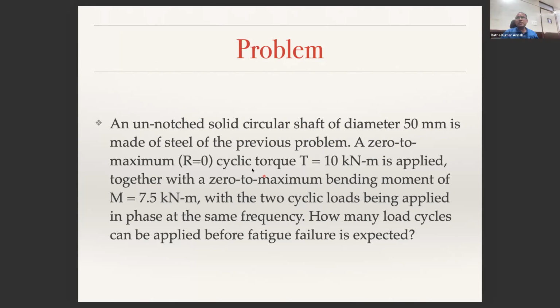A 0 to maximum cyclic torque, that means a repeated torque, is applied together with a 0 to maximum bending moment. This is also a repeated bending moment. So you have a torsional moment and bending, shear stress and normal stress, with two cyclic loads being applied in phase. Whenever there is an out of phase situation, it becomes a little bit more complicated. We are considering the scenario when they are in phase and working at the same frequency.